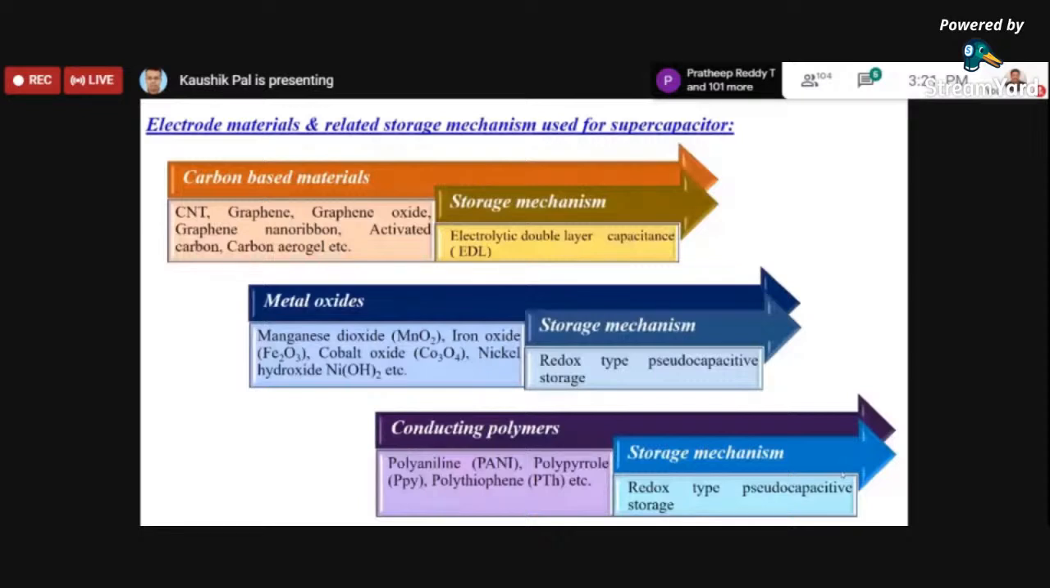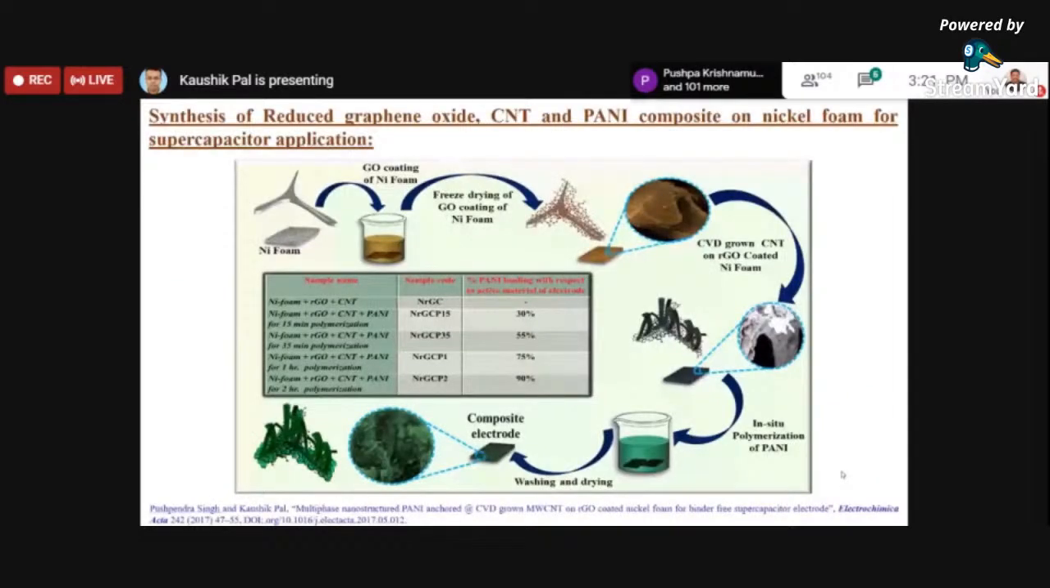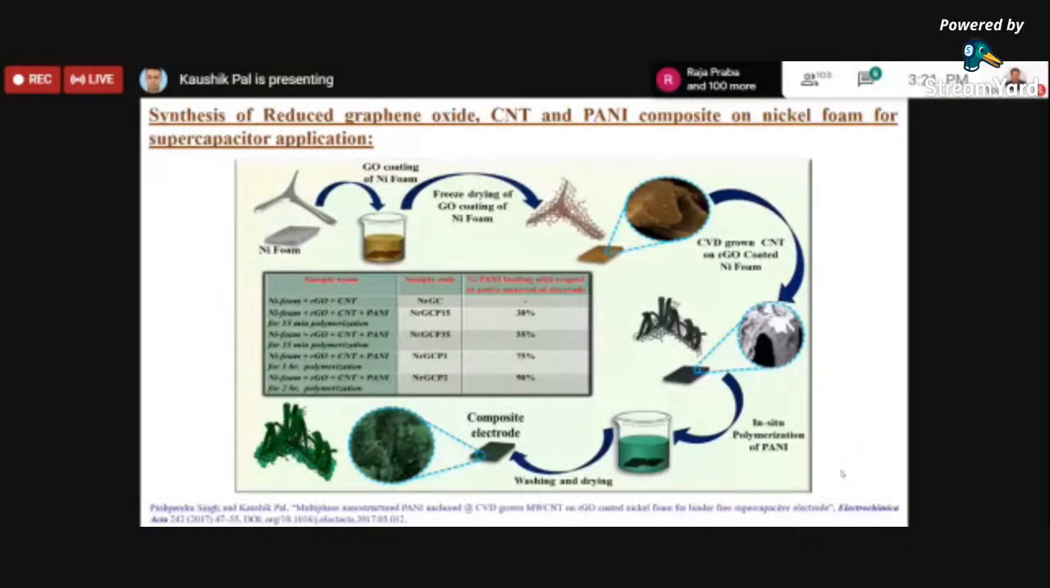Now in our lab also we have done certain work with the carbon nanotubes and polyaniline with the graphene oxides on nickel foam basically. So we have introduced the nickel foam. So it's a cage-like structure. Basically we have used it for the supercapacitor application. So first we have multi-phase structured PANI anchored CVD grown MWCNT on RGO coated nickel foam for binder free supercapacitor electrode. We have published this one in Electrochimica Acta already. It's a long time back, 3 years back.